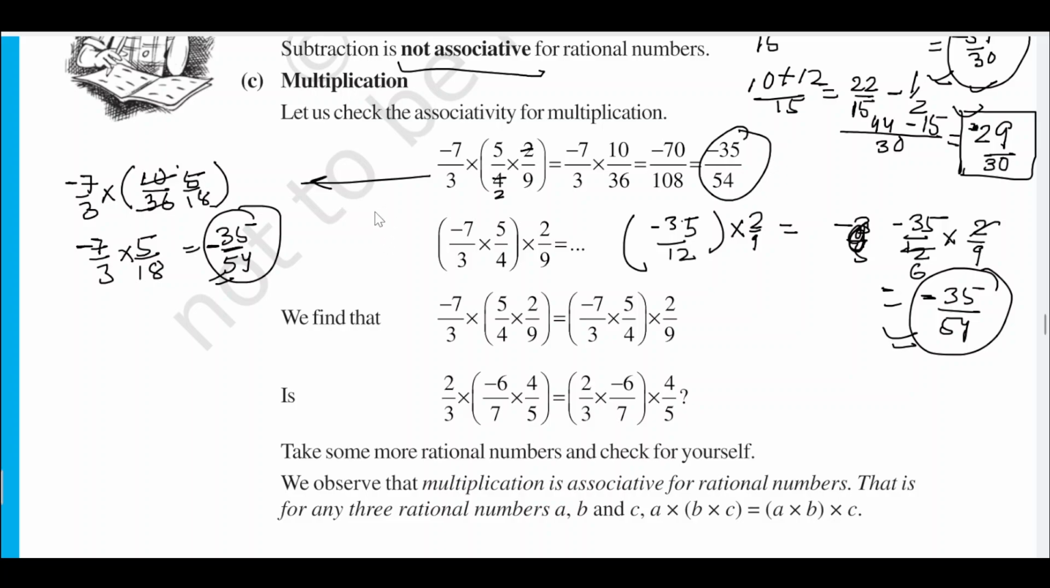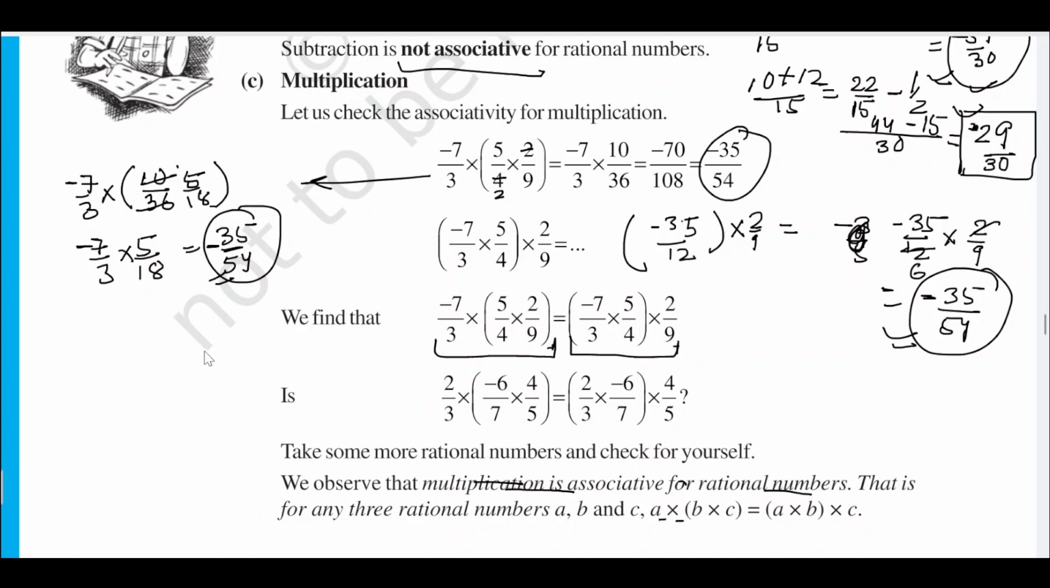So we can say multiplication is associative for rational numbers. That is, for three rational numbers A, B, and C, the grouping A into bracket B into C bracket close is equal to bracket A into B bracket close into C. Okay, so we can also check for one more example. Here this one is the LHS side and this one is the RHS side.